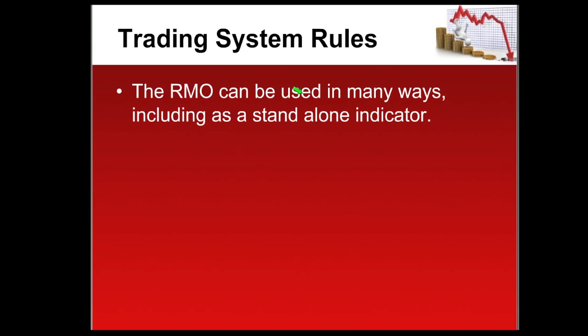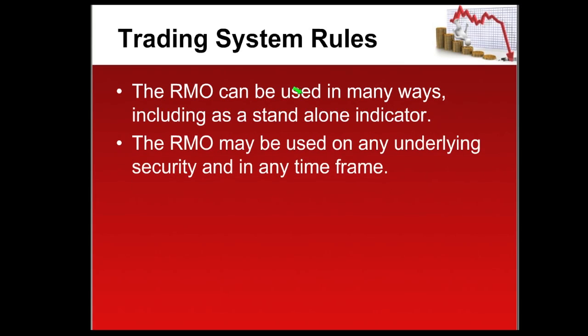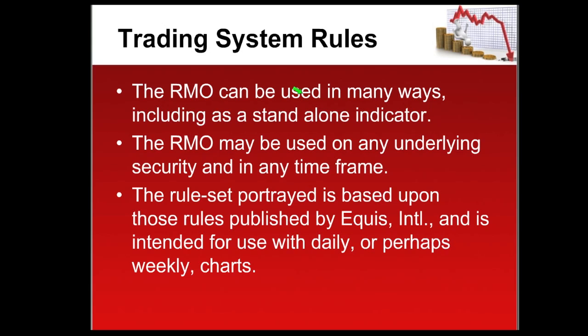So we can use the RMO not just in the context of this trading system, but we can use it on its own as a standalone indicator. And we can use that on pretty much any underlying security so long as it's a security prone to trending. We may not be able to use it as well on things like VIX or these mean reverting type averages. I don't know how well it would work on something like that, but for your garden variety stocks and equity funds and that sort of thing, Forex, the RMO should be a very, very effective tool for trend trading purposes.